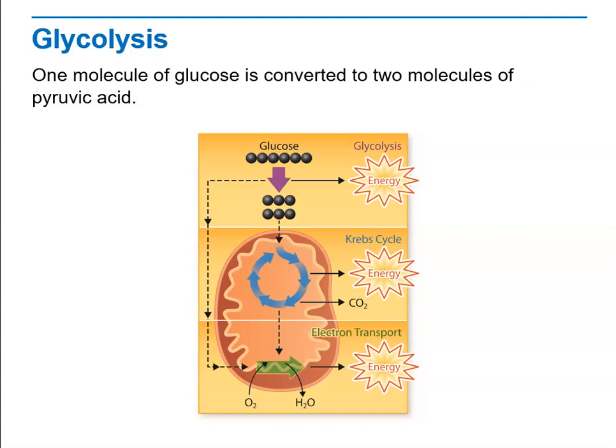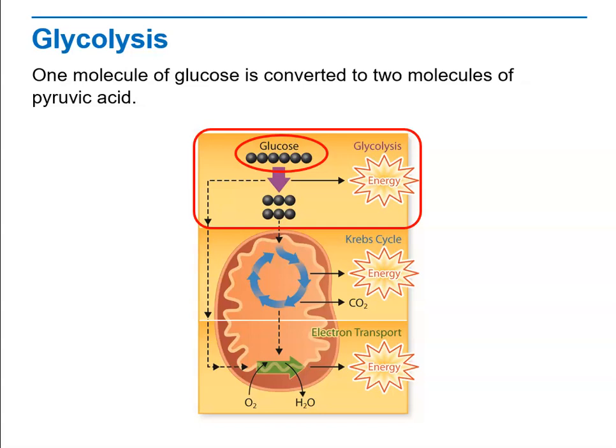Glycolysis is the first stage of cellular respiration. Glycolysis begins with one molecule of glucose. Remember that glucose is a 6-carbon sugar that contains lots of energy. In glycolysis, one 6-carbon molecule of glucose is split into 2 molecules of pyruvic acid.